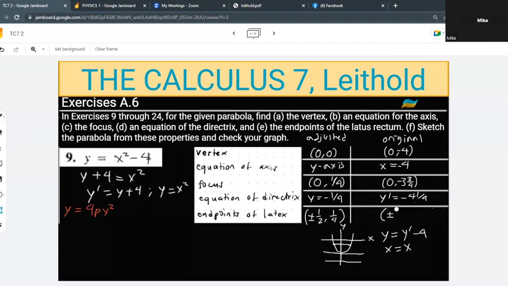Kaya nalilito ako dun sa ibig mo sabihin sa adjusted, ano yung original? Adjusted po yung naka-x prime, y prime po. Okay, so kung yan yung equations in the x prime and y prime coordinate system, so 0, 0, tapos yung y prime axis. So yung equation of the axis, x prime is equal to 0 dapat yung axis.